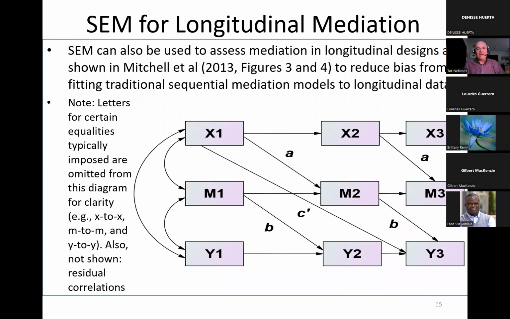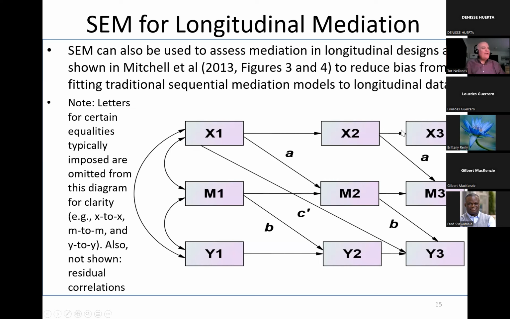Another application of SEM for assessing mediation is the assessment of longitudinal mediation. Mitchell and Maxwell in 2013 published an article where they demonstrated that the typical sequential X to M to Y model can yield biased results if that model is taken from a setting that has additional measures of X over time, M over time, and Y over time. So if you look at this diagram here, the typical sequential model would have X1 leading to M2 via the A pathway here, and then M2 leading to Y3 via the B pathway. But if we were to fit that model and we had this additional information over here for X2, X3, and then M1, Y1, and Y2, you can see that we're omitting a lot of information.